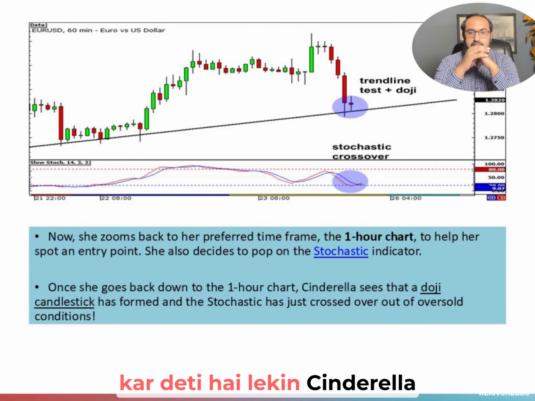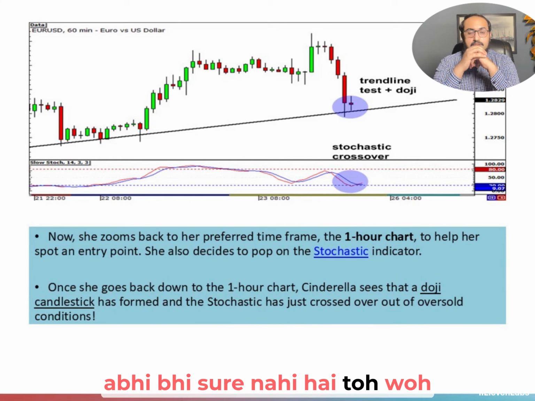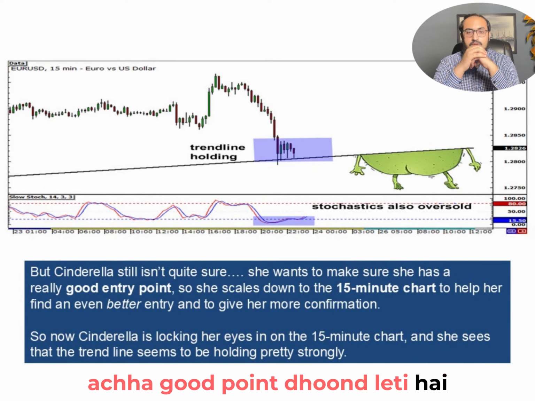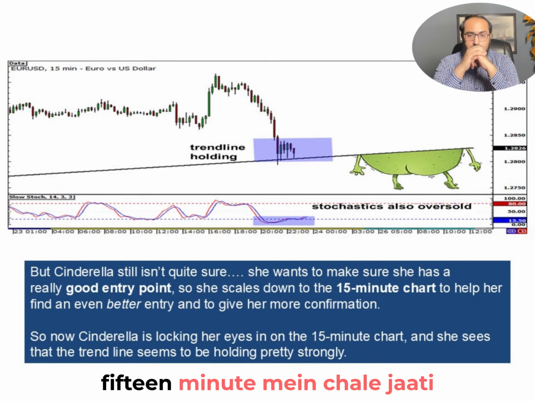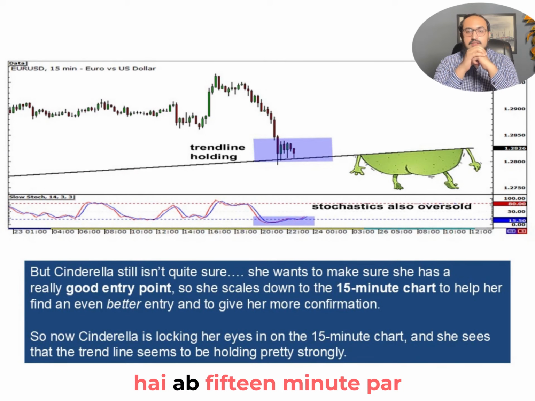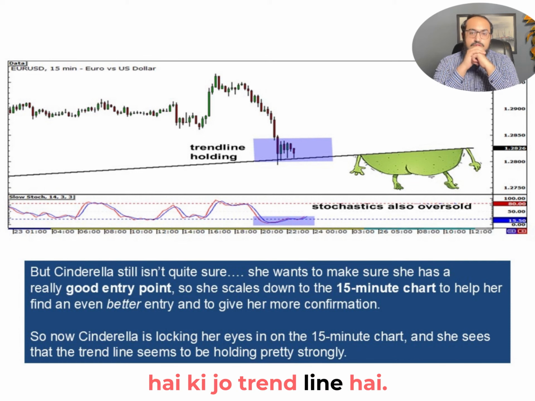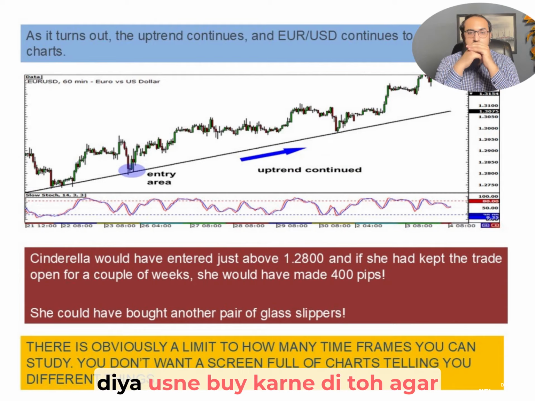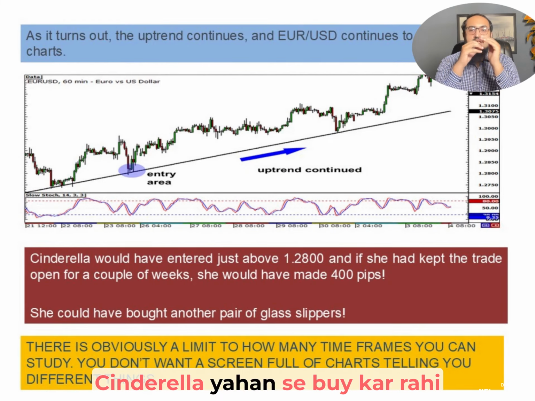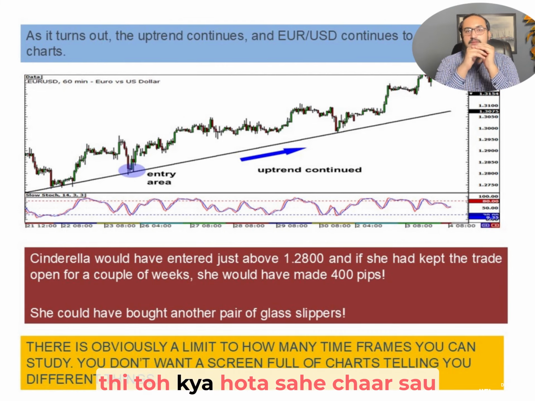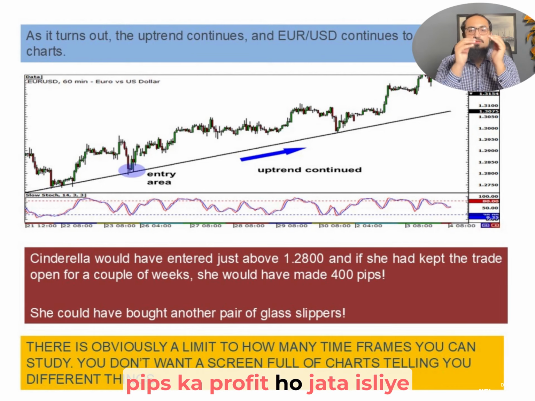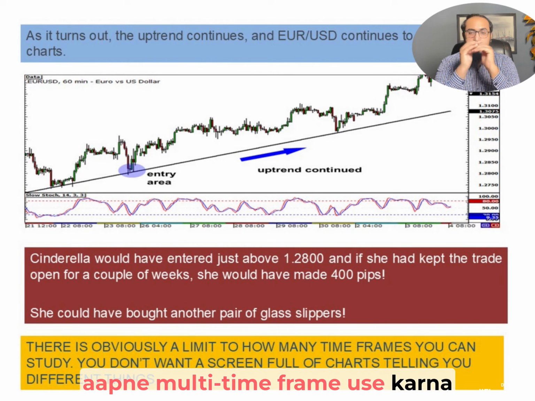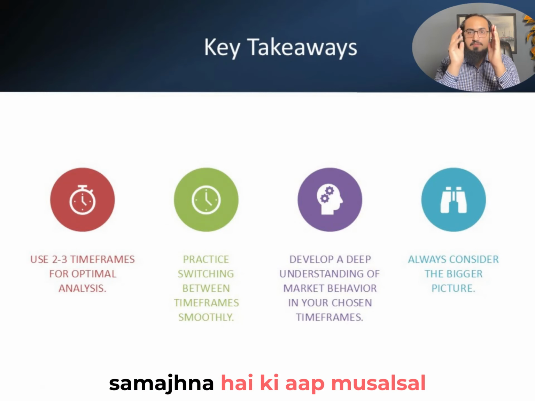So what did Cinderella do? Cinderella starts buying. But Cinderella is still not sure. So she looks for a good entry point for more information. To find that good point, she goes to 15 minutes. Now, on the 15-minute chart, Cinderella sees that the trend line is holding very strongly. So what did she do? She bought. If Cinderella had bought from here, then what would have happened? A profit of 400 pips would have been made. That's why you have to use multiple time frames.